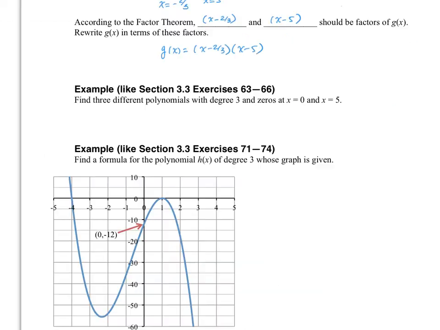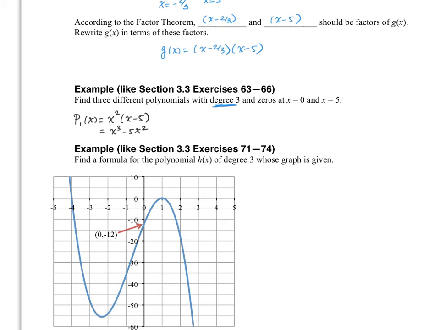And that's it. All right, the next example says find 3 different polynomials with degree 3 and zeros of x equals 0 and x equals 5. So the first one could be something like this: x squared times x minus 5. So this one is a third degree polynomial, because if you distribute, this will be x cubed minus 5x squared, but it has 2 zeros at x equals 0 and 1 at x equals 5.